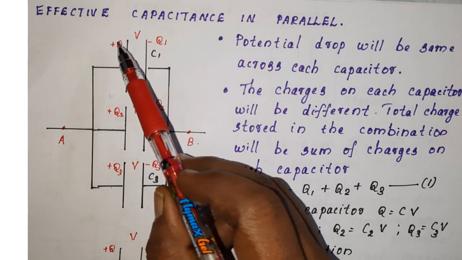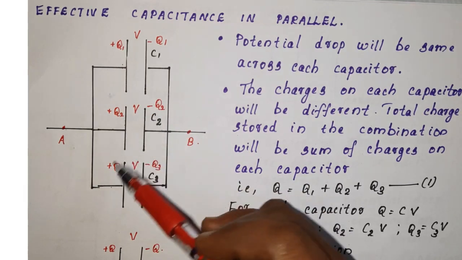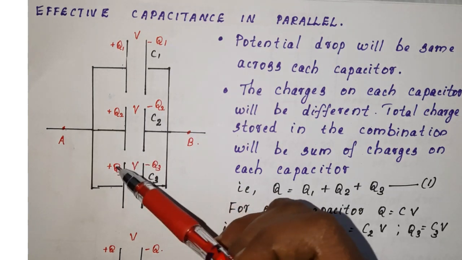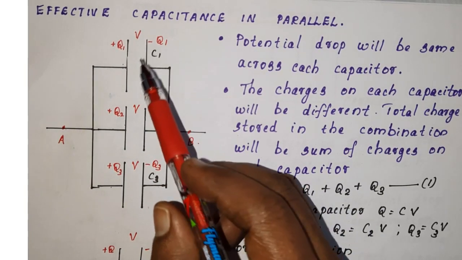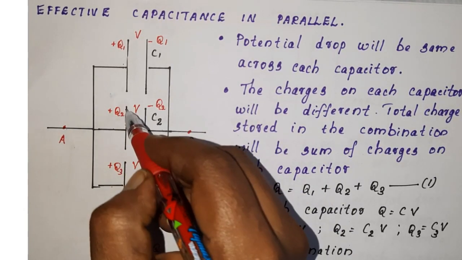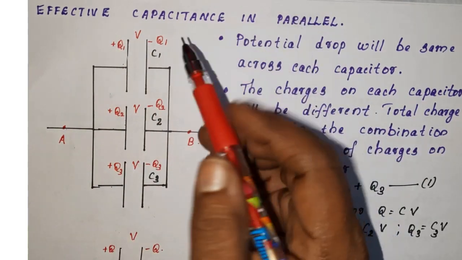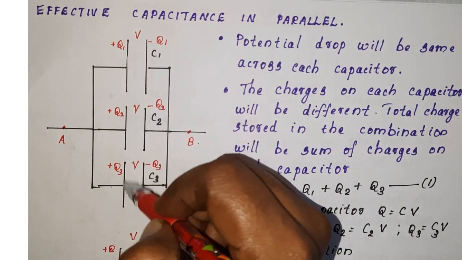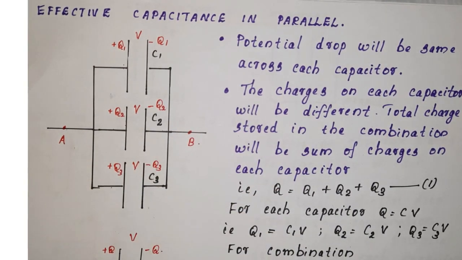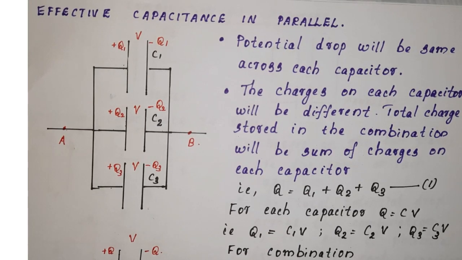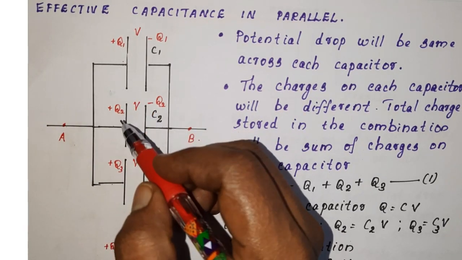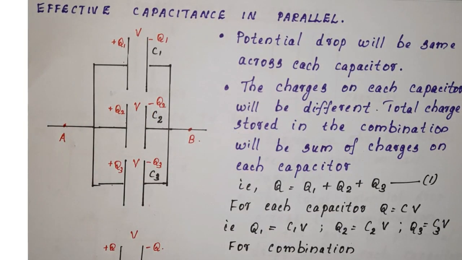Now what about the charge? The charge stored on each capacitor will be different, so we took the charges as Q1, Q2 and Q3. When we connect them in parallel, it's just like extending them, joining them. So what will be the total charge stored? Q1 plus Q2 plus Q3. Got it? So when we draw the effective capacitor, we will have the charge stored as Q1 plus Q2 plus Q3.